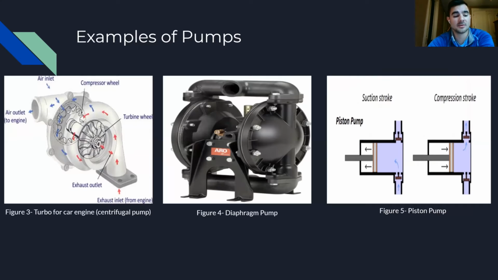Here we can compare three different types of pumps. To the left, we have that centrifugal pump that I illustrated before, then the diaphragm pump in the middle, and the piston pump to the right. This centrifugal pump specifically is for a car engine, which increases its air flow rate and also increases the combustion rate for the gasoline.